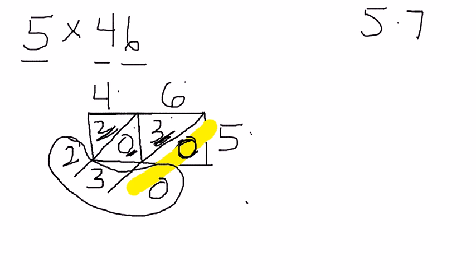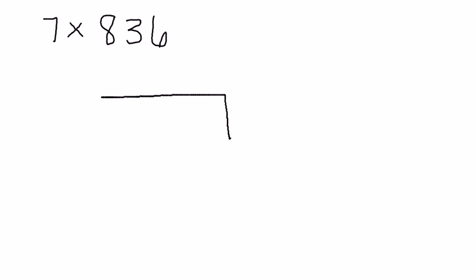Okay, let's move on to problem number 3 now, so I can show you how a 1 digit by 3 digit multiplication problem would look. So number 3 says 7 times 836. So my box needs to have space for 1 number on one side and then 3 numbers on the top. So here we go. 1, 2, 3, and 1.